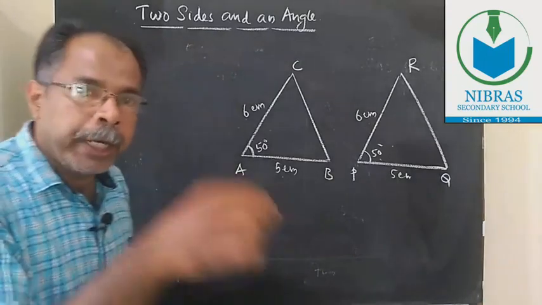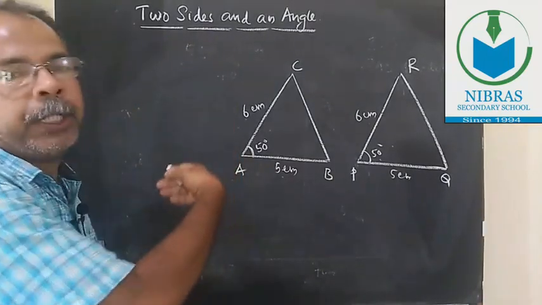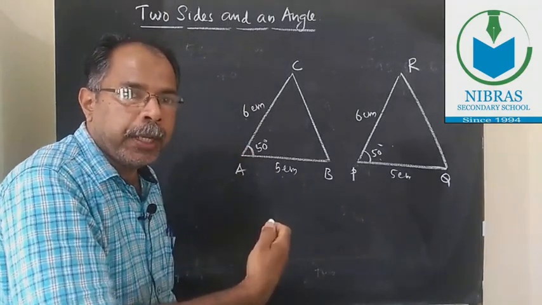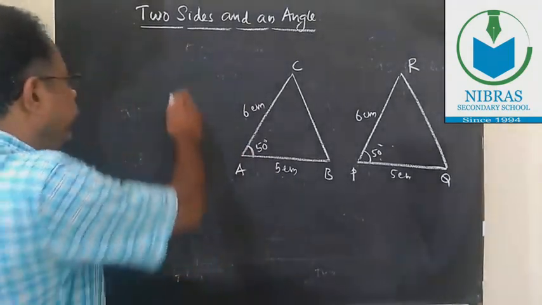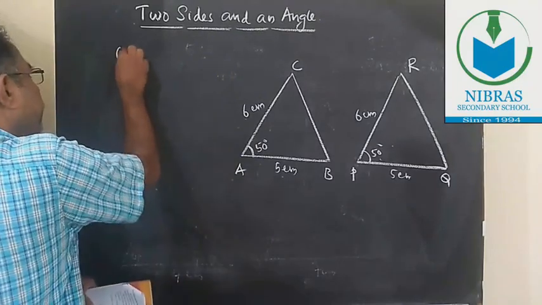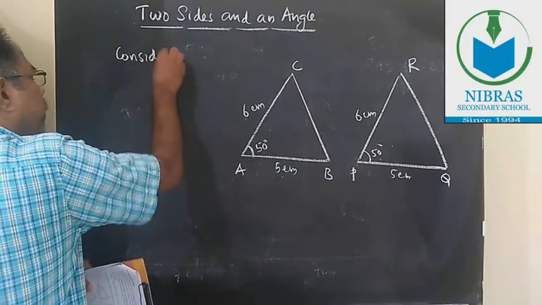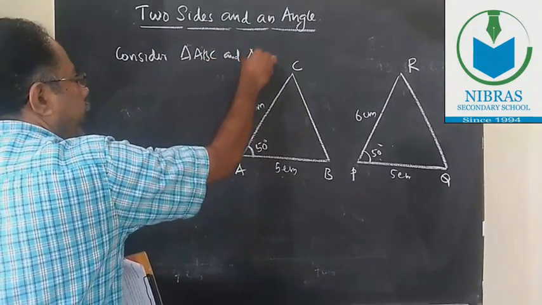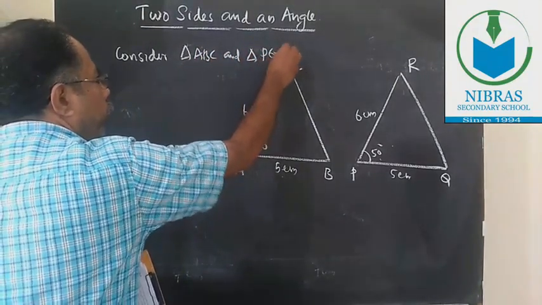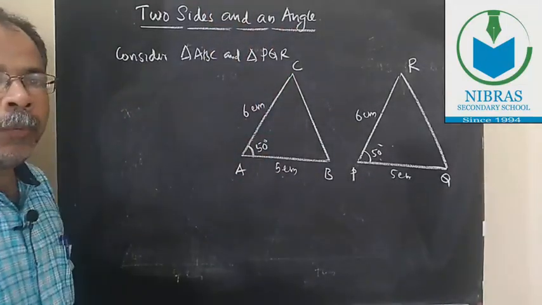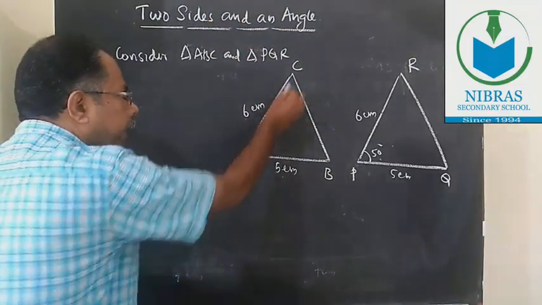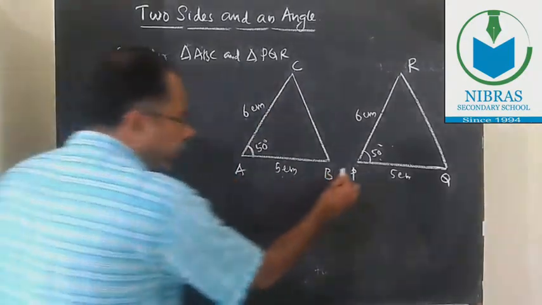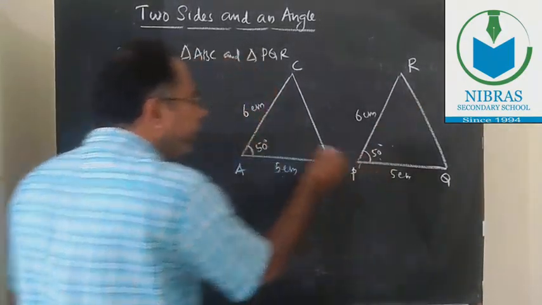How will you write the answer in the answer sheet? Or how will you write the answer clearly? Look here. Consider triangle ABC and triangle PQR. The side AC is equal to the side PR.